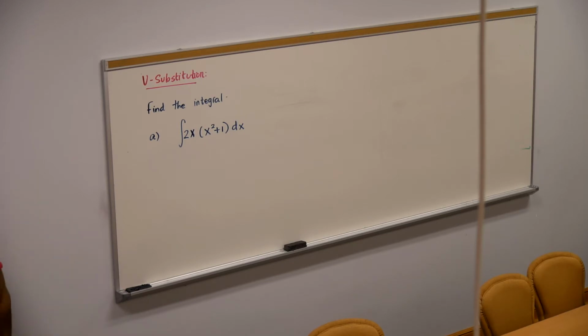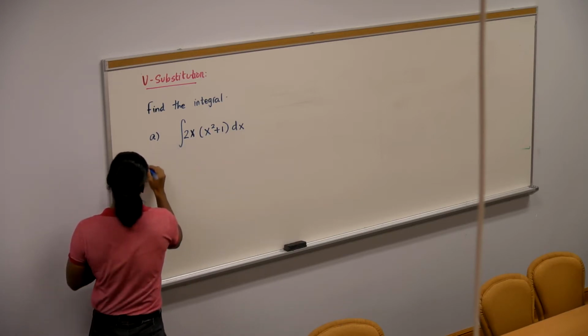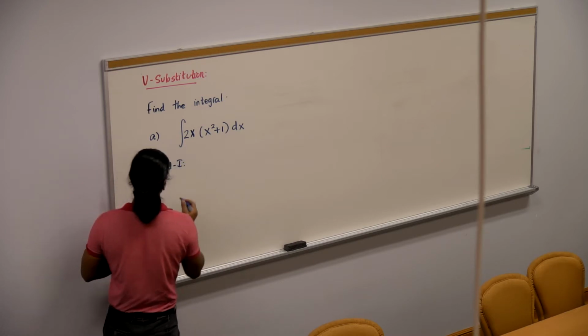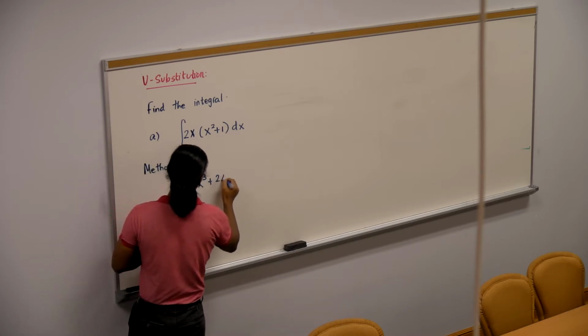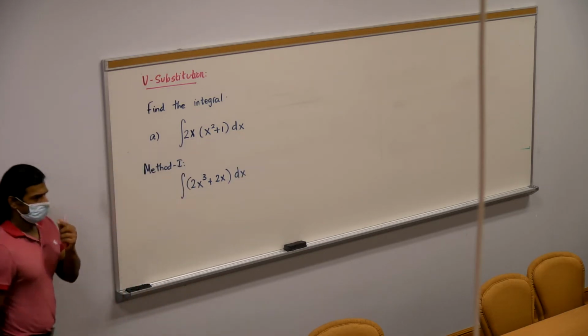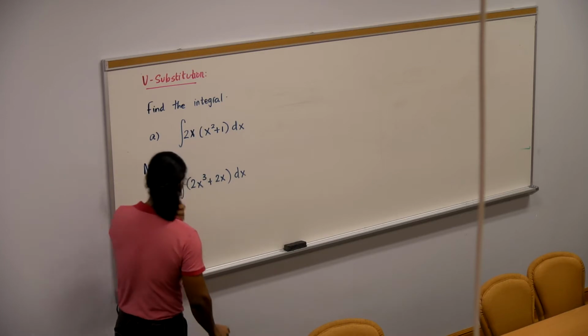Let's say we have an integral of that sort. How would you go about integrating it? One way of doing it is to FOIL everything. So I'll call this method 1. I distributed the 2x inside, then I'm going to integrate each term that is inside the integral.